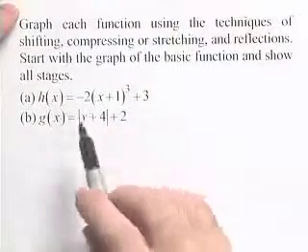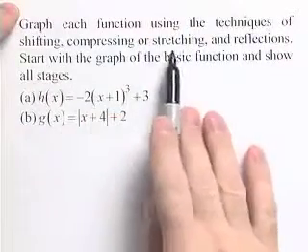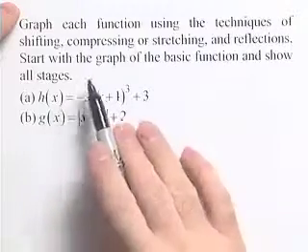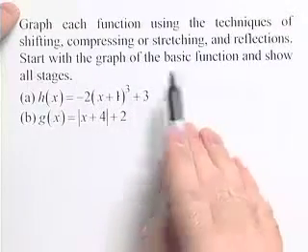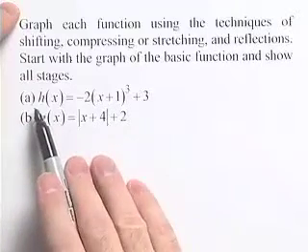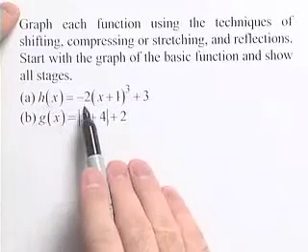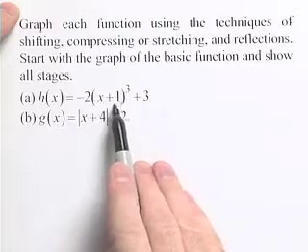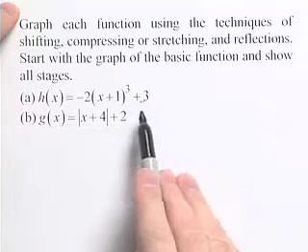For this problem, we're going to use our transformation techniques to graph some functions. We're going to graph each function using the techniques of shifting, compressing or stretching, and reflections. We're going to start with the graph of the basic function, then we're going to show all stages. We have two parts. The first part, we want to graph h of x equals -2 times the quantity x plus 1 cubed, and then plus 3.